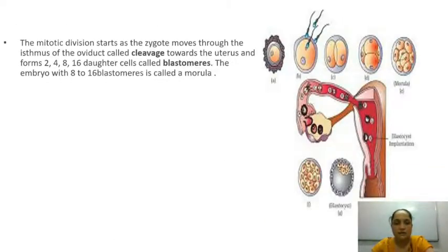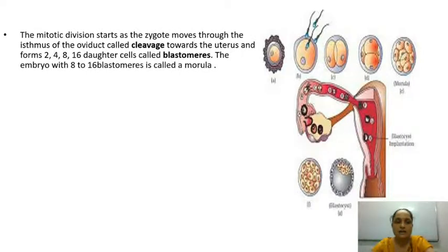Next thing, mitotic division starts as the zygote moves. This part I'll tell you when we are talking about this one. After the formation of the zygote, it becomes diploid in structure. So whatever divisions are going to happen in the diploid zygote, either cleavage or whether it is 4, 8, 16, whatever the number of cells may be, the division it has to follow is always mitotic after the formation of the zygote.